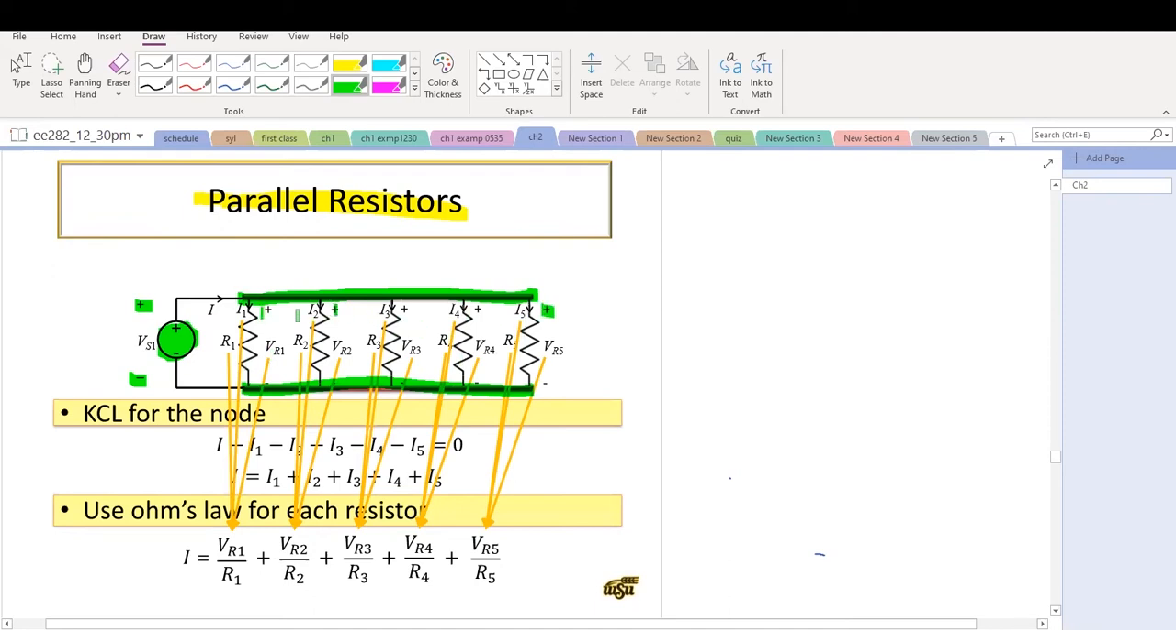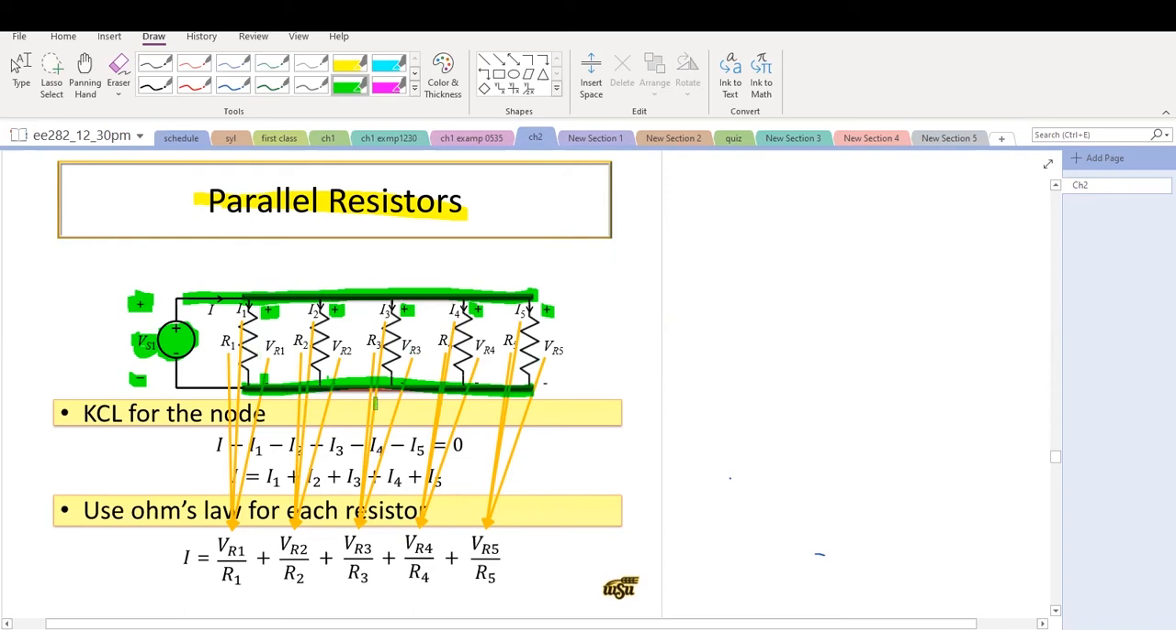This is positive. They are all defined this way here, and this is the negative of the voltage. VR1 equals VR2 equals up to VR5. They all equal Vs1 because the same sign of the voltage is defined as the same positive sign along this node. So let's look at how we simplify this circuit, because we have 5 resistors.